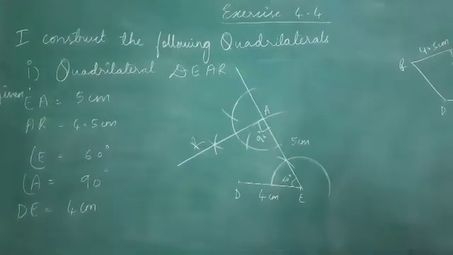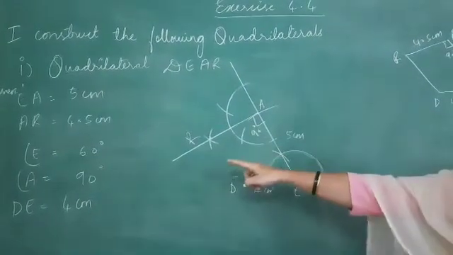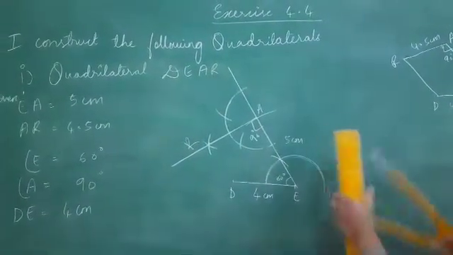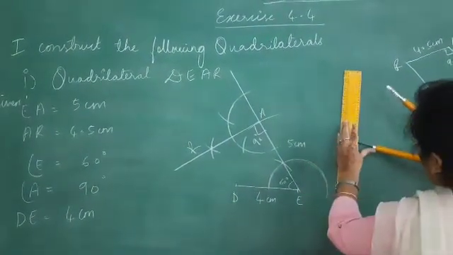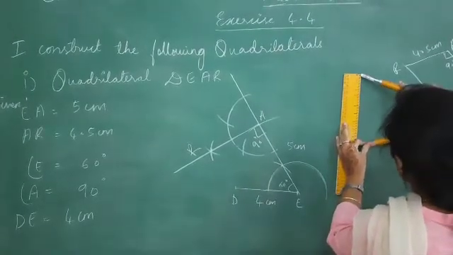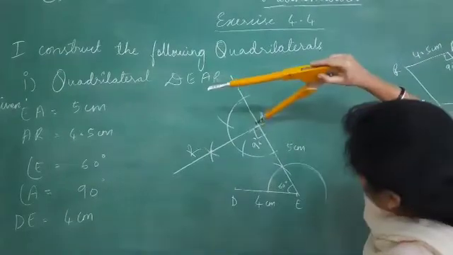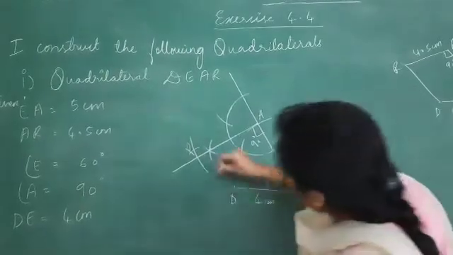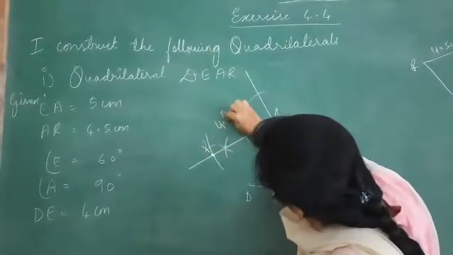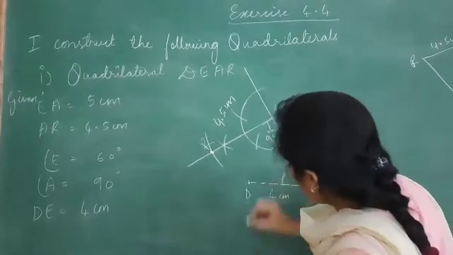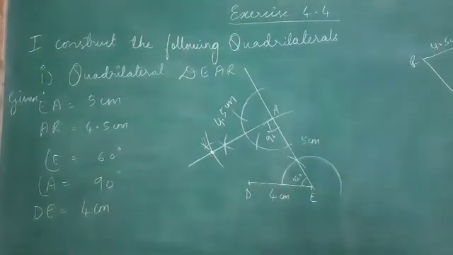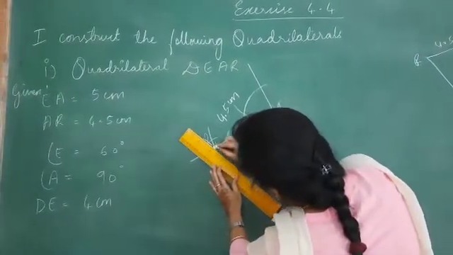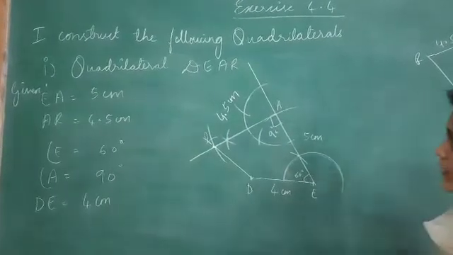But here AR measurement is 4.5 cm. So you cannot decide where R is. First take the measurement, that is 4.5 cm. And now keep A as center, cut an arc of length 4.5 cm. This is R. And now already we have D, already we have R, so no need to construct here. You can directly draw a line segment DR. And no need to measure. If you want, you can measure and write, but here it is not mentioned.